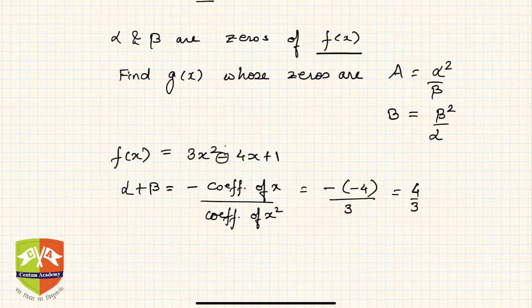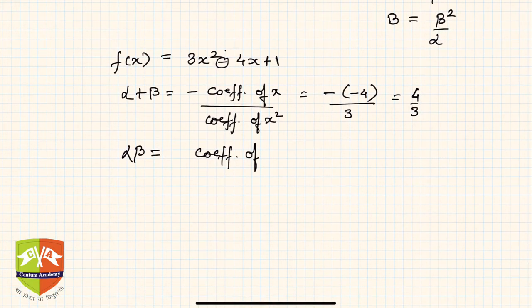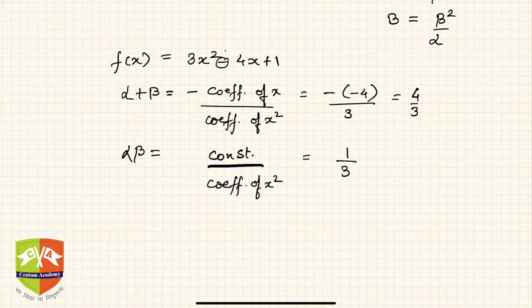Correct? 4 upon 3. And what is alpha times beta? That is the product of the roots, which is nothing but the constant term divided by the coefficient of x squared. So what is the constant term here? 1, and the coefficient of x squared is 3, so hence it is 1 by 3, right?